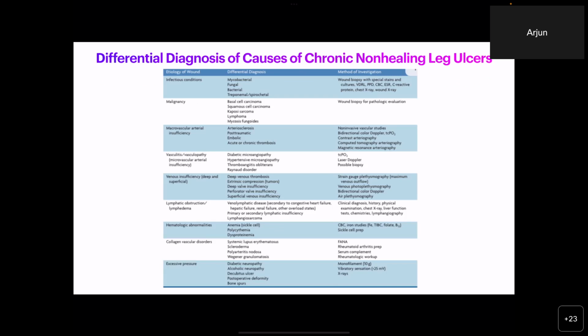You have the infectious conditions such as mycobacterial, fungal, bacterial; malignancies such as basal cell carcinomas, squamous cell carcinoma; macrovascular arterial insufficiency, atherosclerosis, embolic events; vasculitis such as diabetic microangiopathy, thromboangiitis obliterans, Raynaud's disorders; venous insufficiencies, deep venous thrombosis, lymphatic obstructions or lymphedema; hematological abnormalities such as anemia and polycythemia; collagen vascular disorders such as SLE and scleroderma; and excessive pressure such as seen in cases of decubitus ulcers or diabetic neuroarthropathy.